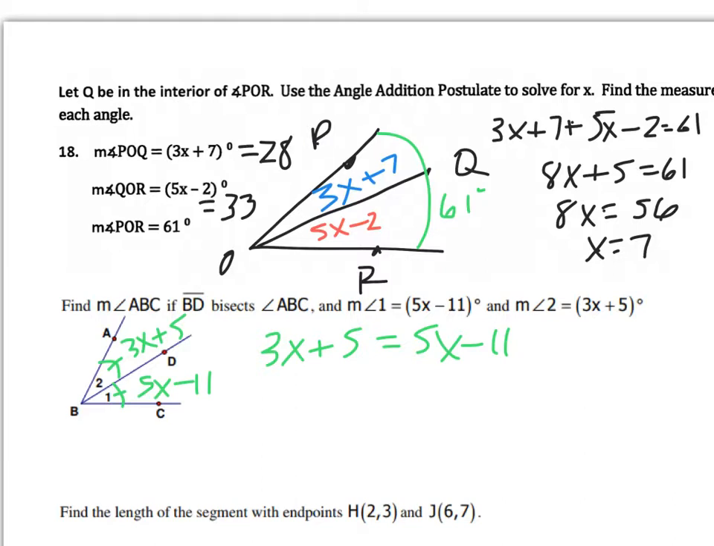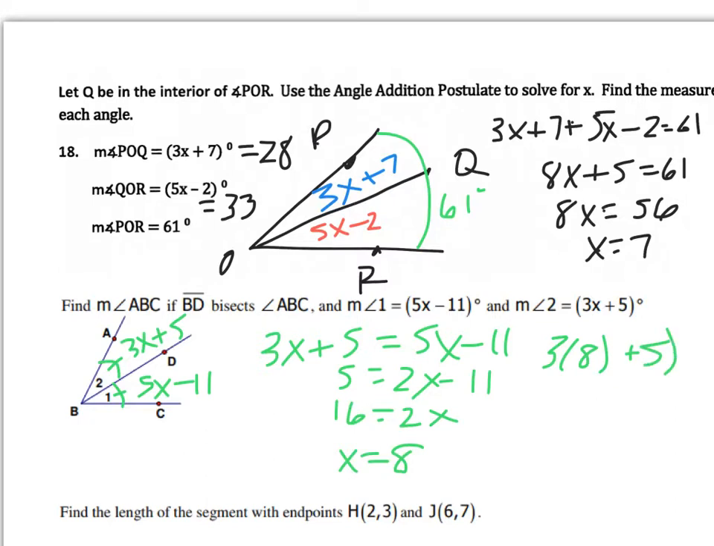Alright, now let's shift some stuff around. So I get 5 equals 2x minus 11. Add 11, I get 16 equals 2x, and x equals 8. And we want to find ABD. So 3 times 8 plus 5. So 24 plus 5 is 29.